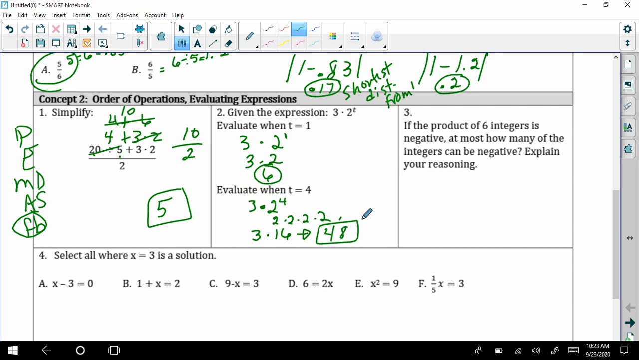Make sure you're showing your work, please. I don't mind if you use a calculator, but show your steps. Even if you're using a calculator, I need to see your thought process.